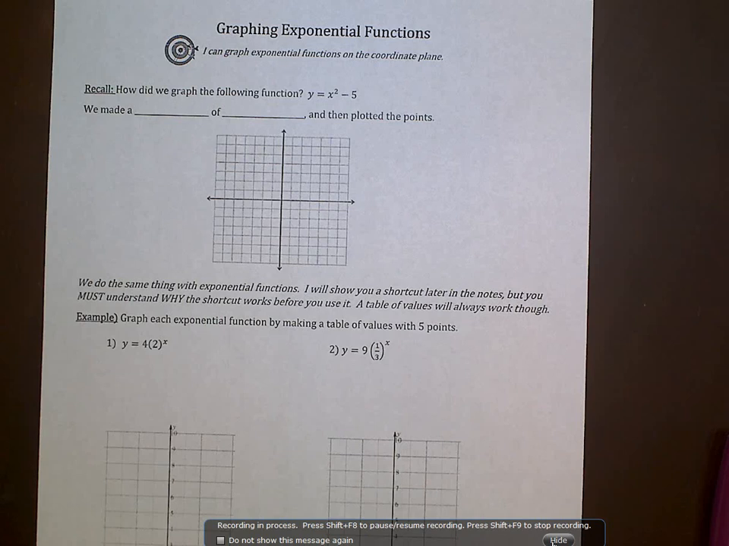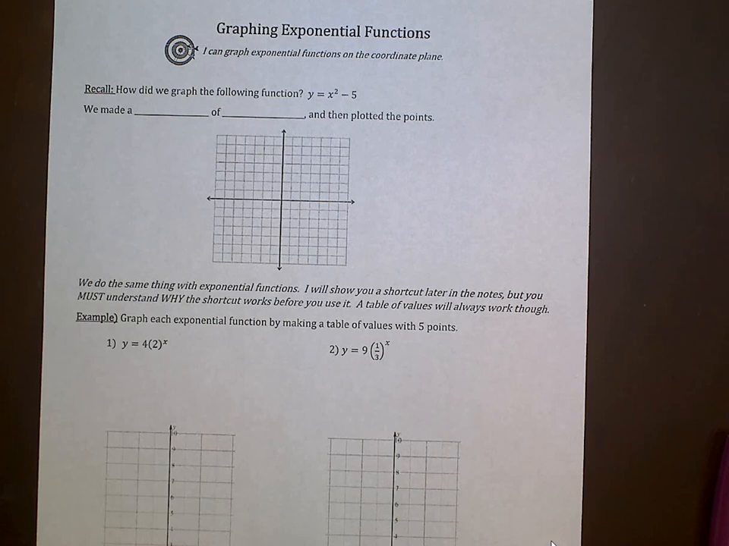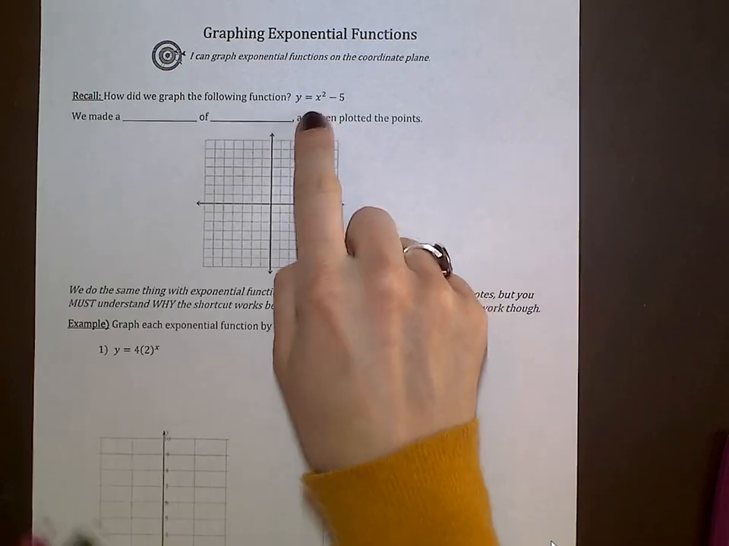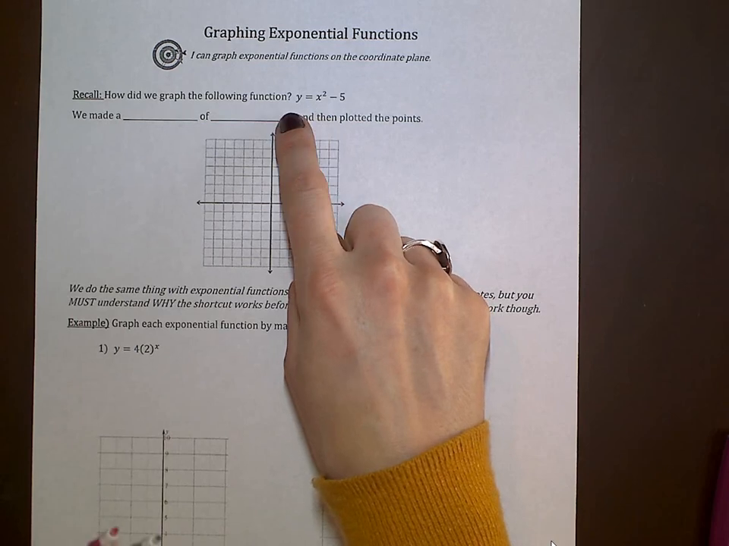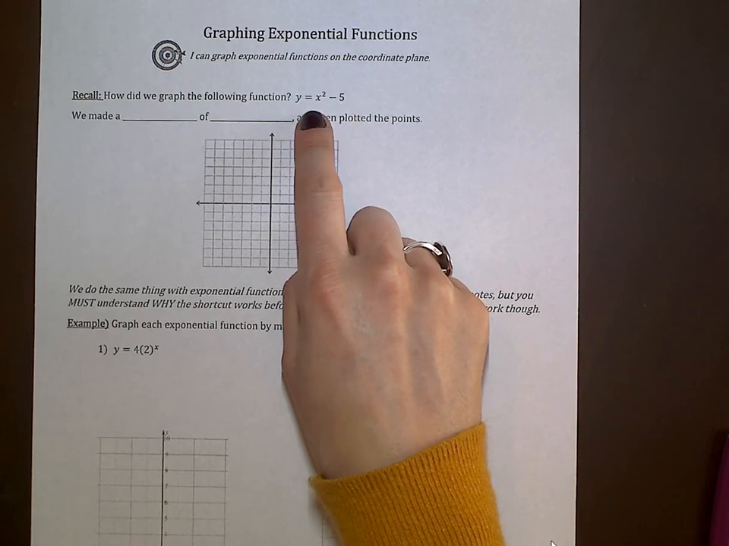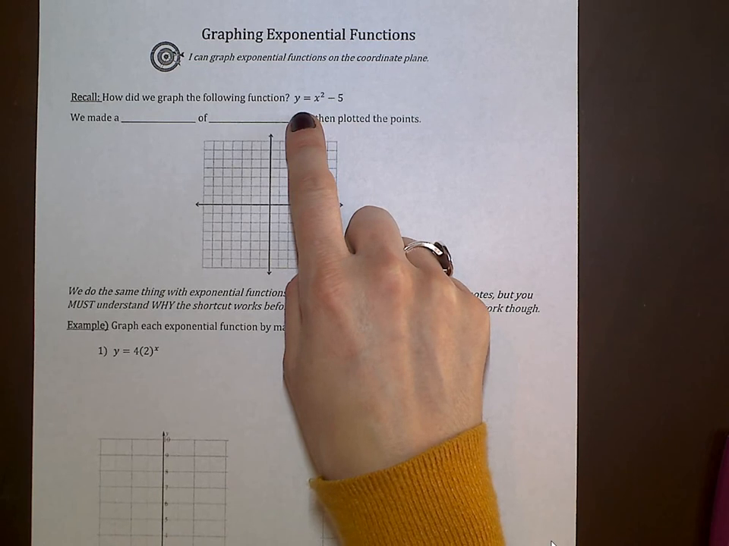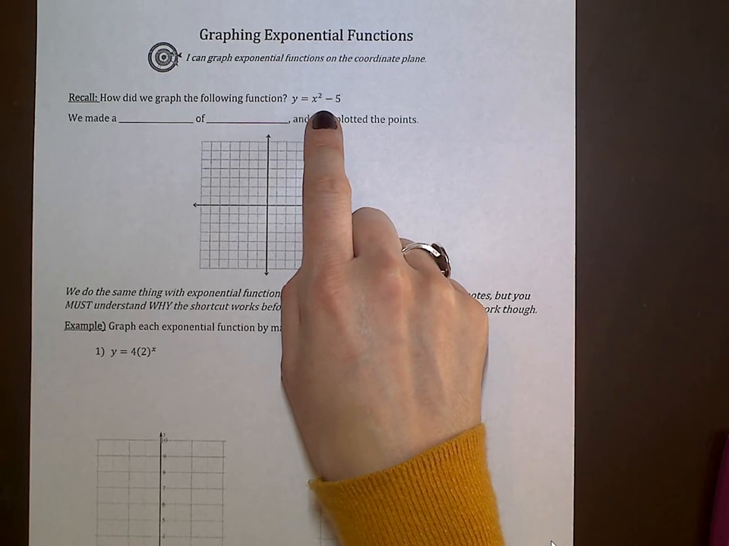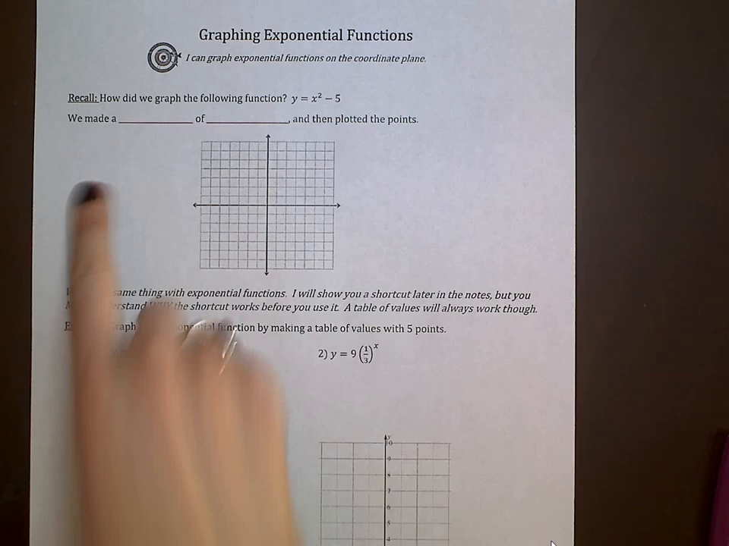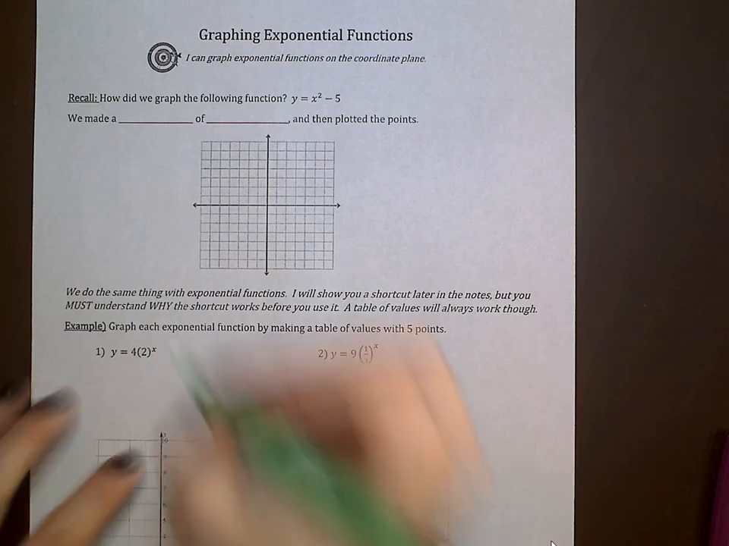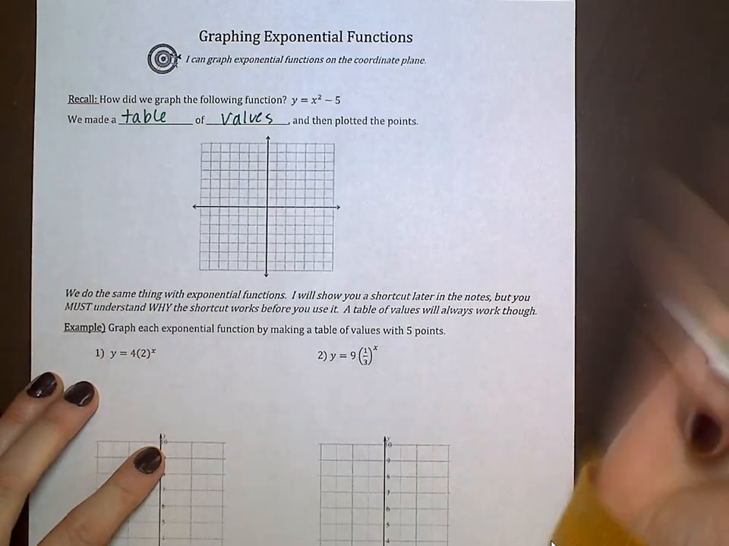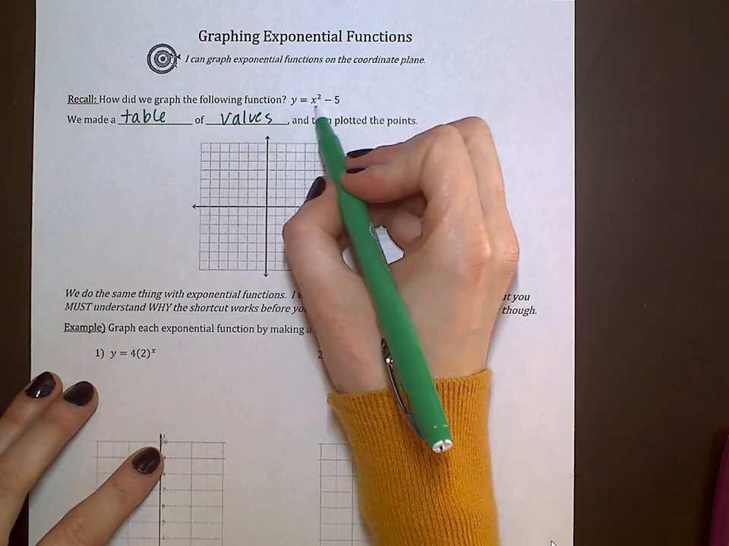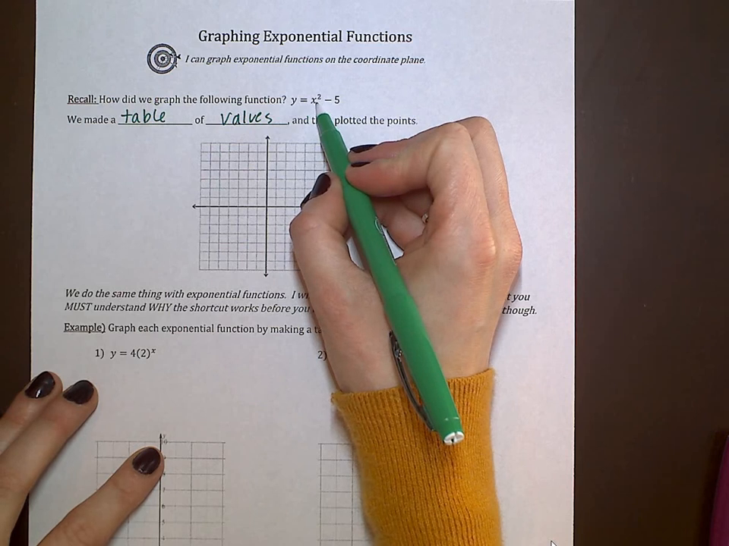I'm going to be showing you today how to graph an exponential function. So recall from first semester, it was a few units in, you were asked to graph functions that looked something like maybe this one at the top, y equals x squared minus 5. If you forget how we did that, we basically just made a table of values and then we plotted the points. When it's x squared, remember that it's a parabola or a U shape.